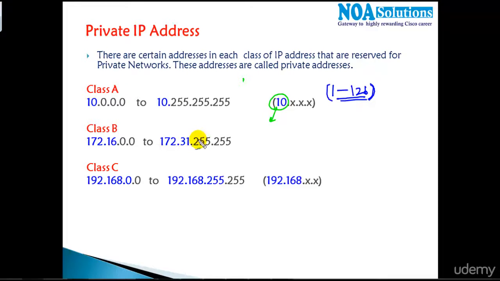Now in a similar way, even in the B class, the range is 128 to 191, which means you can take 128.0 combination like that.